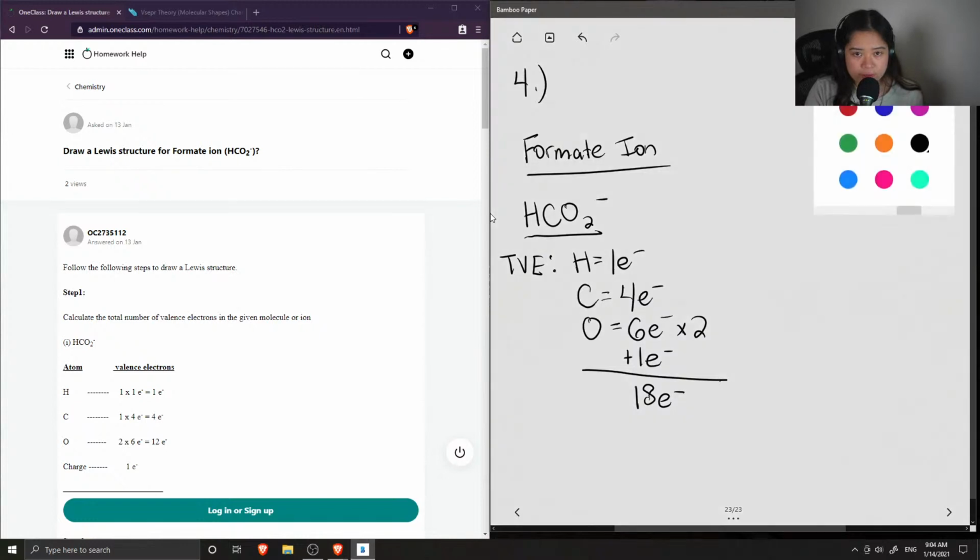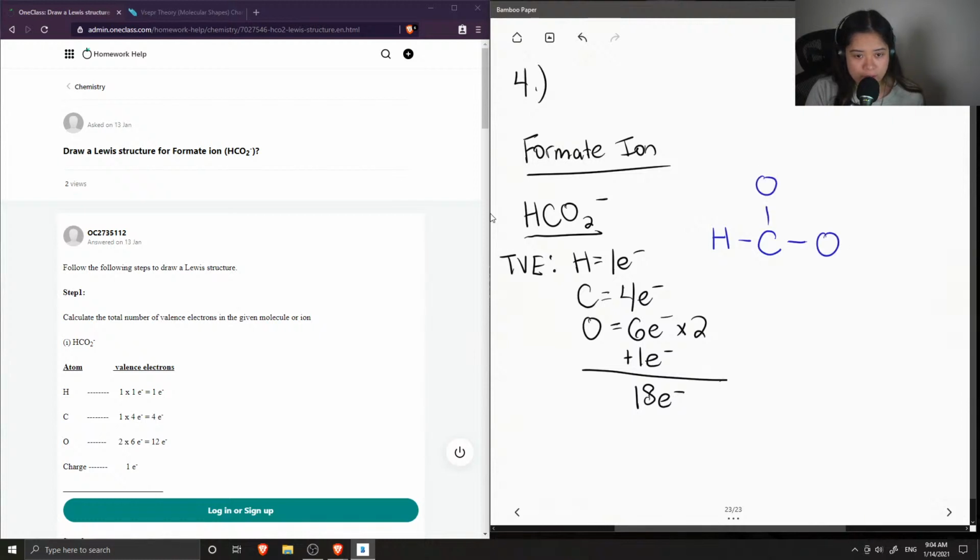Okay, so now let's try to write the Lewis structure for the formate ion. I'll start off with the carbon. So the carbon will most likely be single bonded with the hydrogen. And then I'm just going to draw single bonds to each of my oxygens. So notice that carbon doesn't have a full octet. So now I'm just going to make one of these oxygens have a double bond and draw all of the lone pairs in.